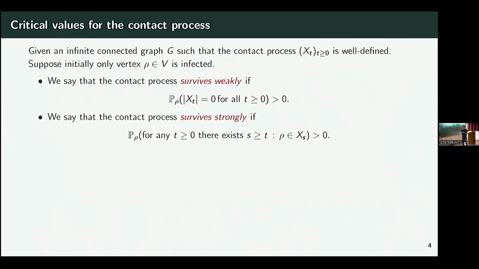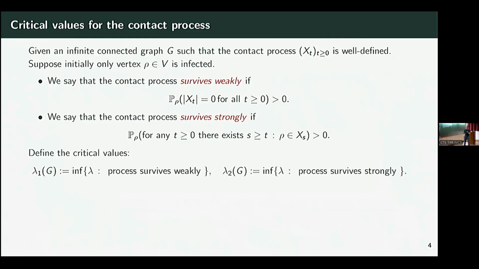Cool. The first one is sometimes also called global survival. Your process survives somewhere on your graph, but not necessarily where you started. The other one is more local survival. When does the infection come back to your initially infected vertex? A priori, these are two different notions of survival, and so a natural question is, when are these the same? If I define these critical values, lambda 1 is the one for when the process survives weakly, and lambda 2 is the parameter when the process survives strongly. Obviously, lambda 1 is smaller than lambda 2 in general.